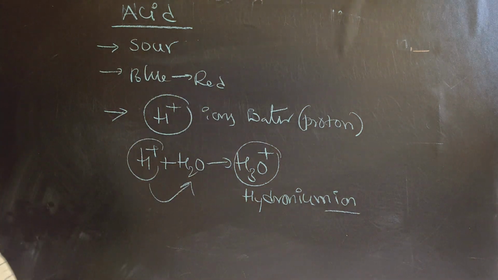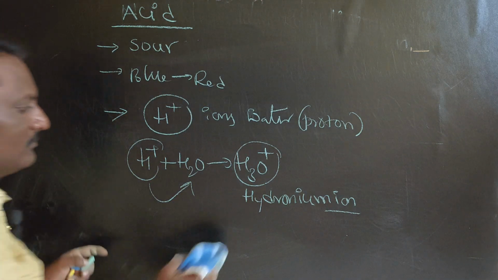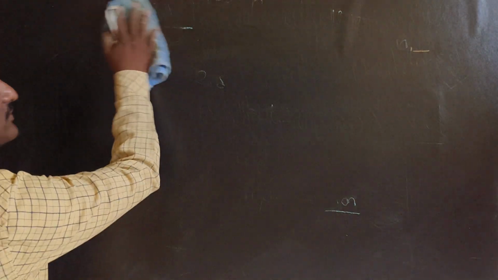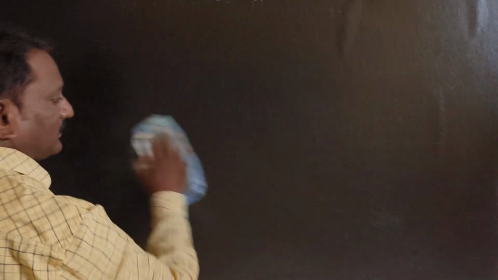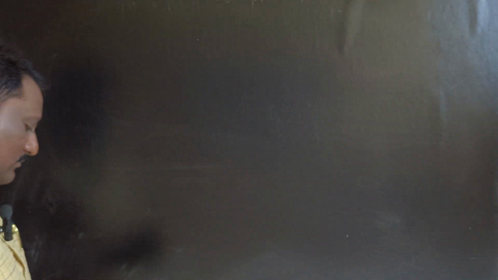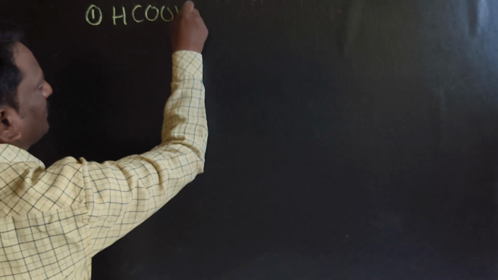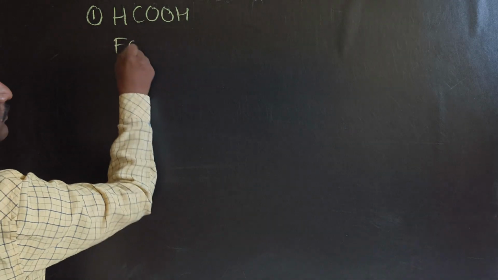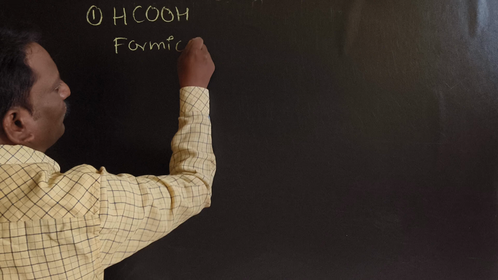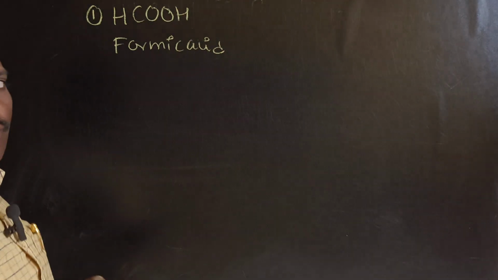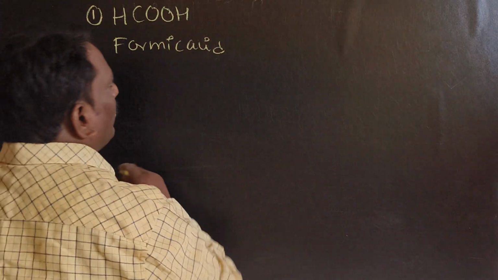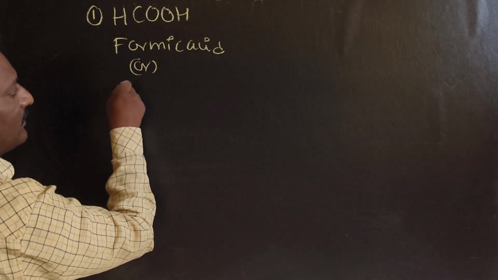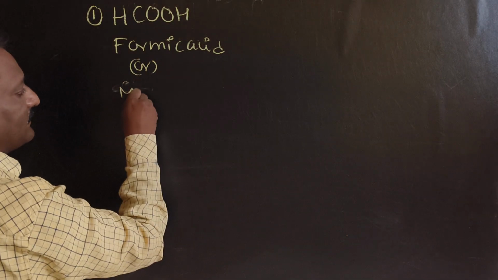Next, examples of acids. I will give 7 acid examples. Please make a note of it and make use of it. First one is HCOOH. This one is called formic acid. Formic acid is also called methanoic acid.